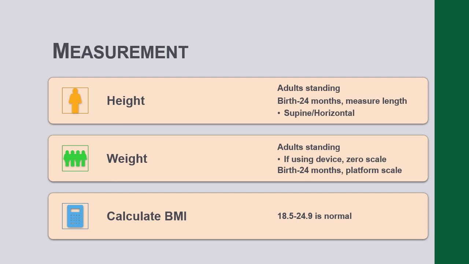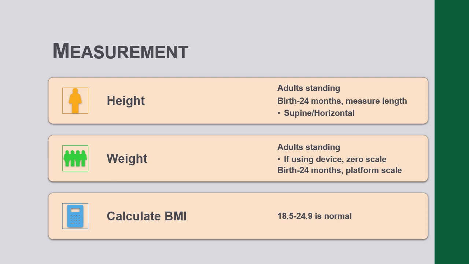Under the age of 2 years, so birth to 24 months, both height and weight are measured using special devices. So height is measured supine in a horizontal plane, so really we're measuring length, and weight is measured using a platform scale. Remember, if you're using any sort of special device like a walker, a cane, a wheelchair, that you zero the scale with the device on it and then weigh the patient within the device.